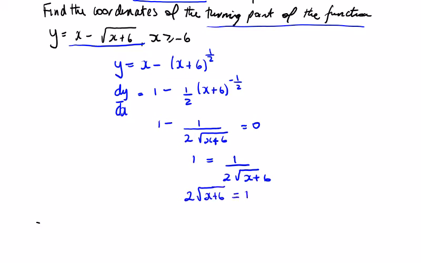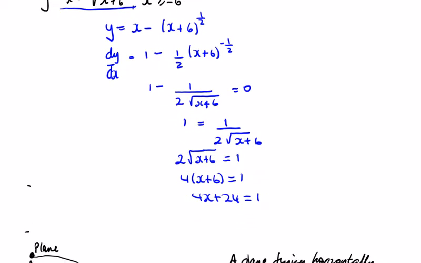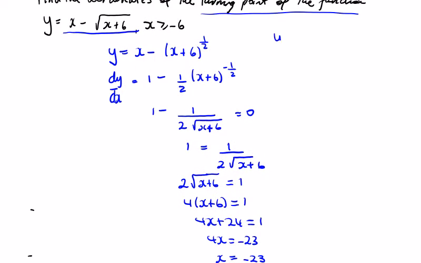If we square both sides, they're surd equations. 4 by (x plus 6) is equal to 1 squared. 4x plus 24 is equal to 1. That's going to give me 4x equals minus 23. x is equal to minus 23 over 4. So that means that y is equal to minus 23 over 4 minus the square root of (minus 23 over 4 plus 6). Now 6 is equal to 24 over 4.